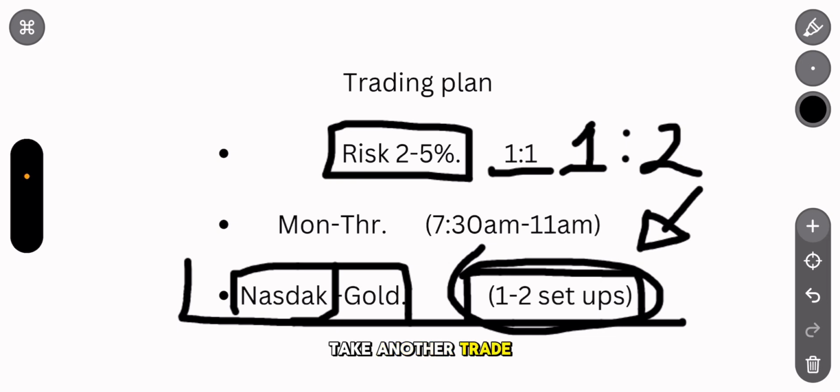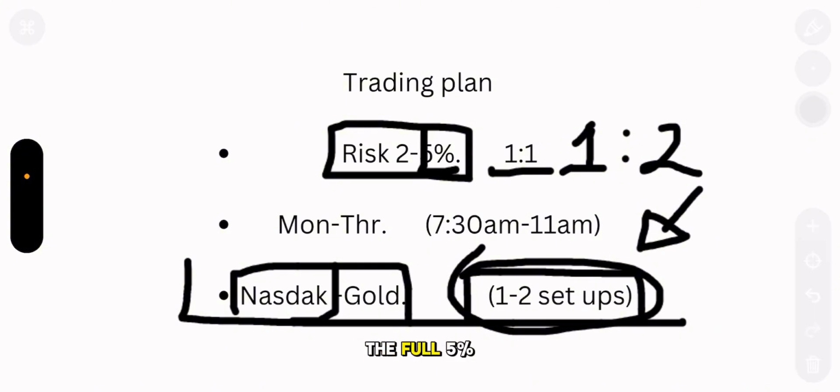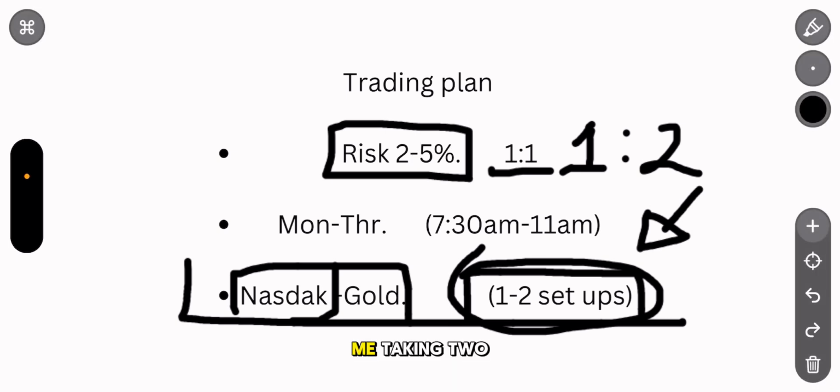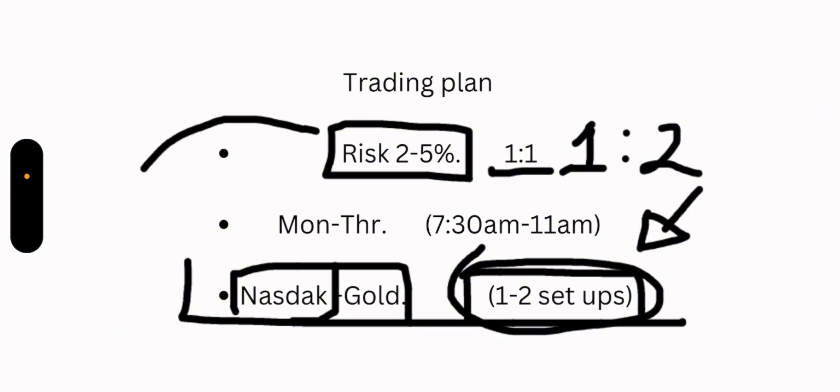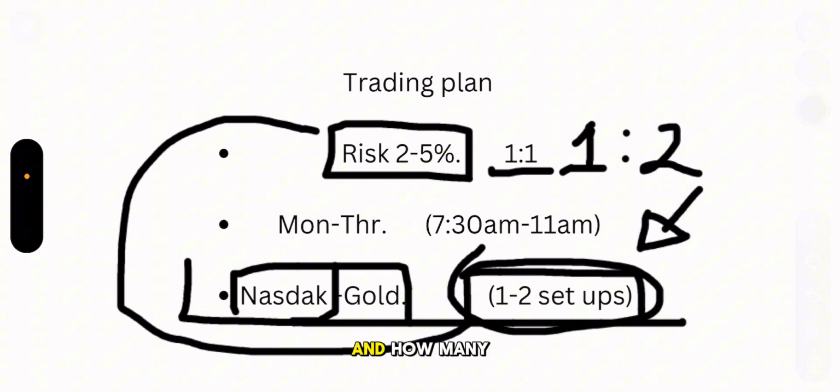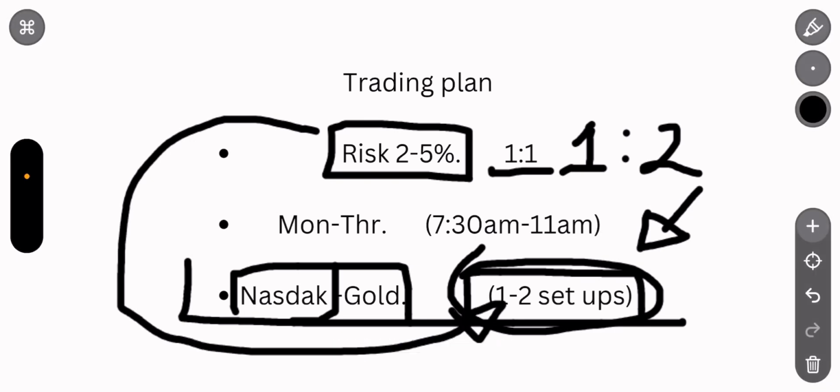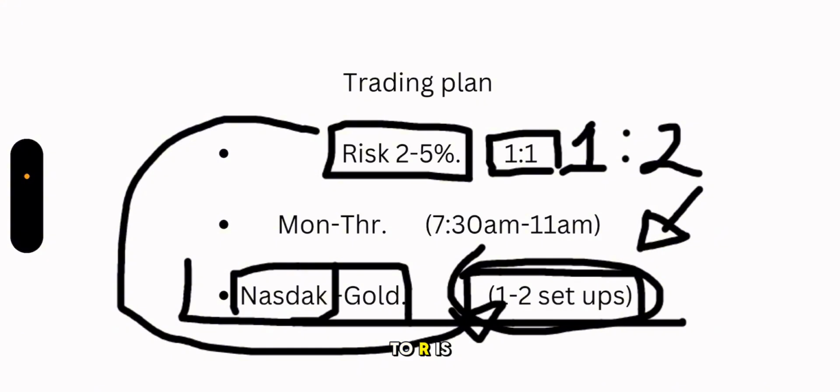Now, if I take another trade, that second trade that I take, and it takes a loss as well, then I'm down $5. I'm down the full 5% of my account. Me taking 2 trades doesn't mean that I'm risking 5% on each trade. This is why knowing your risk, how many trades you're taking, and your R to R is very important.